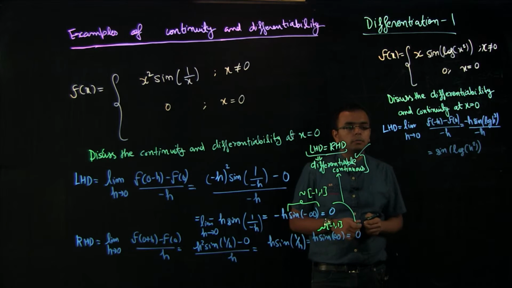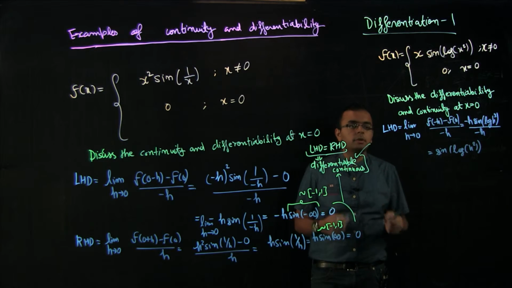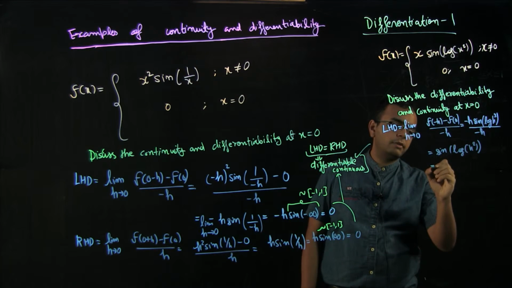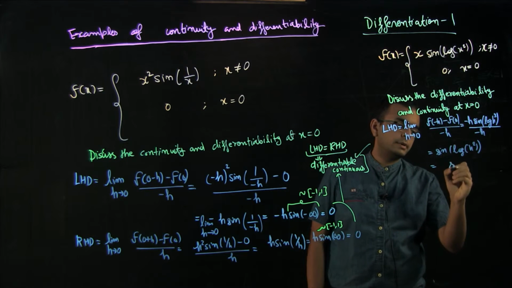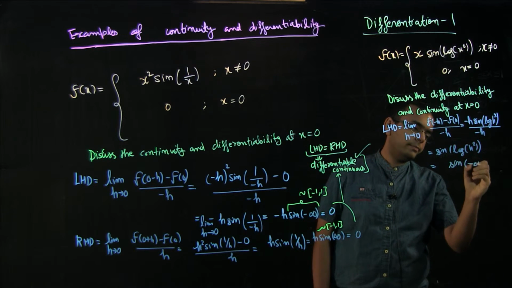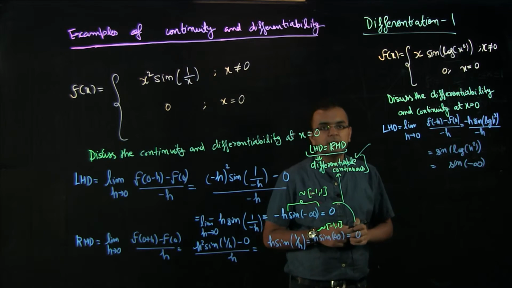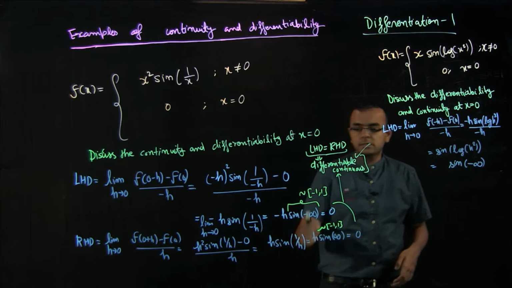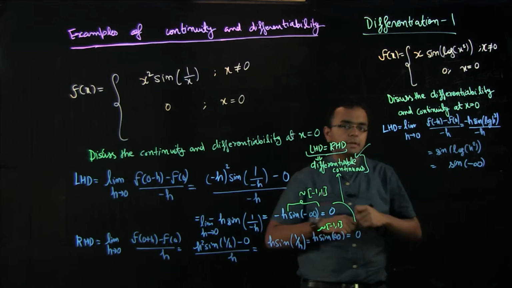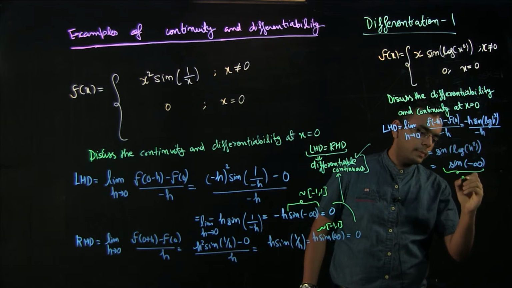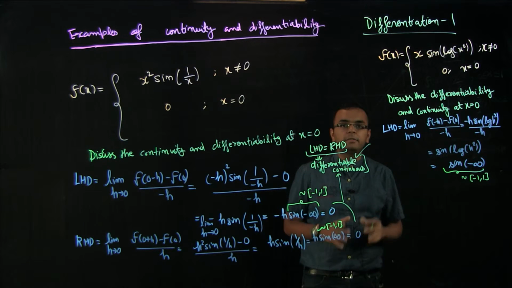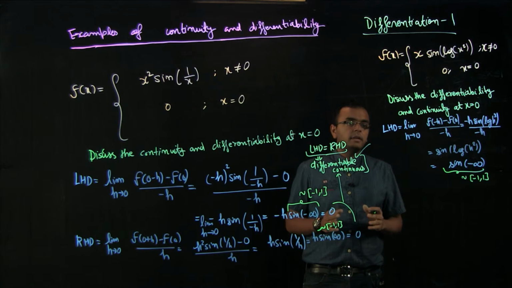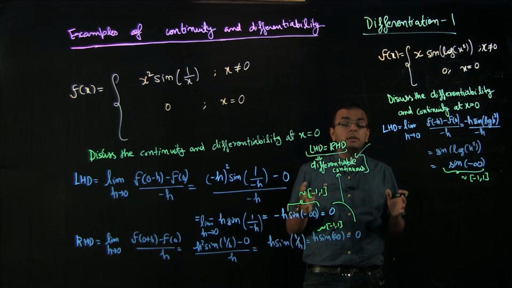Now what do we do? If we put the value, log of h approaching 0 is minus infinity, so this becomes sine of minus infinity, and this means that this is an oscillating limit. This is not an oscillating limit multiplied by h, this is just an oscillating limit, because a very negative number's sine will still always oscillate between minus 1 to 1. So LHD is an oscillating limit, or in other words we cannot really define LHD by a single number.